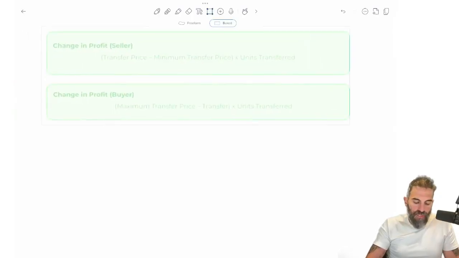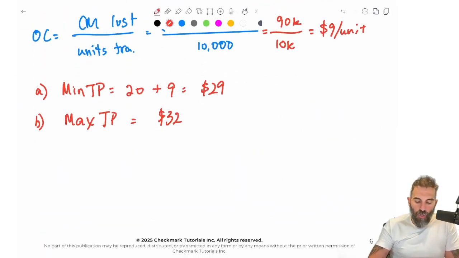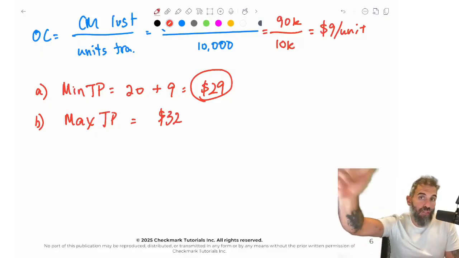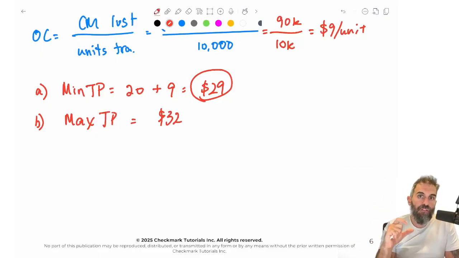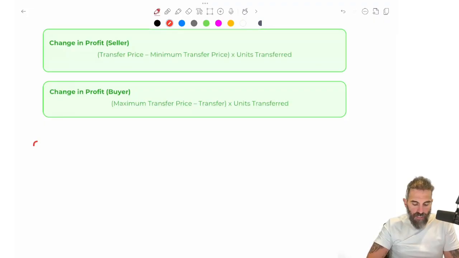So let's start with the selling division. In this case, that would be the lamp. The minimum transfer price, okay, this $29, for example, that's the price that would make them break even, that they would be indifferent on. So at $29, they're not making money, but they're not losing money, right? So if they can get more than 29, they're going to make money. If they get less than 29, they're going to lose money. So the formula is this. The transfer price, whatever it is, so in this case, that would be $30, minus the minimum transfer price of 29, multiplied by however many units are being transferred.